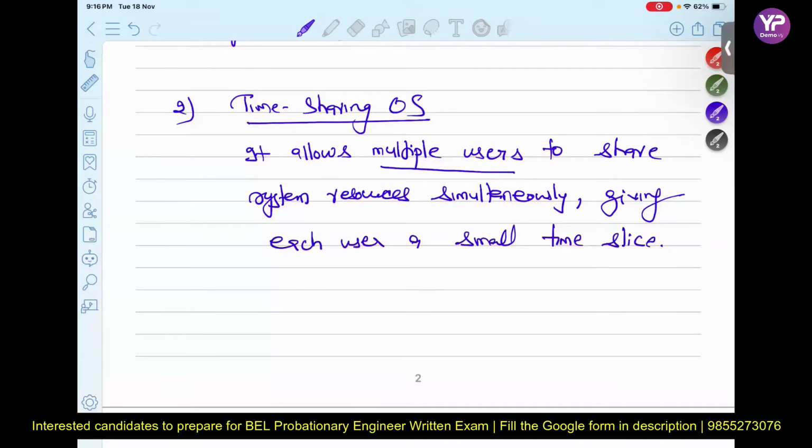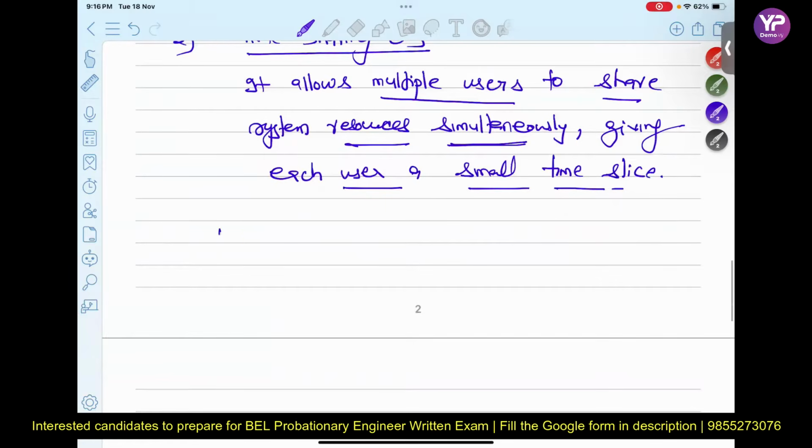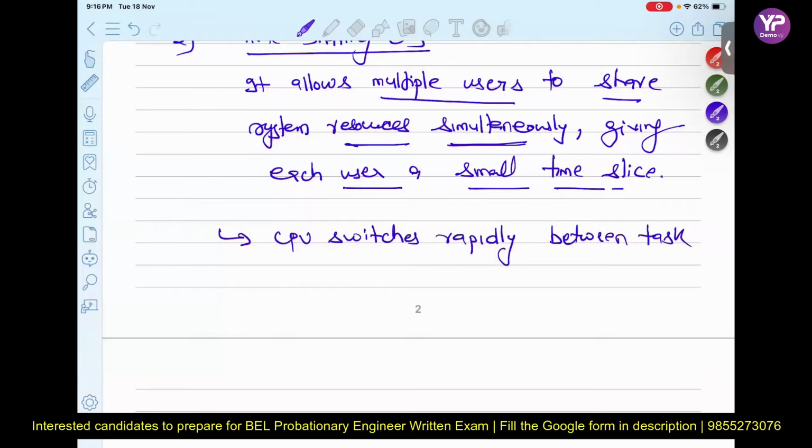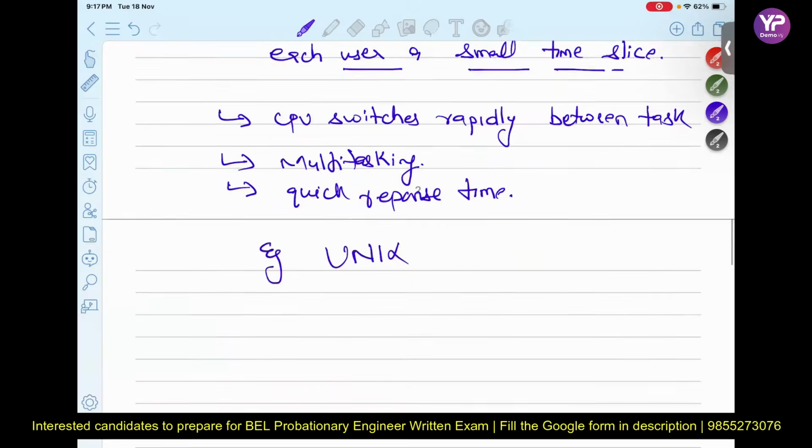So it allows multiple users to share the resources at the same moment of time, but each user can use that resource for a fixed duration of time. That's why in this case, I can say CPU switches very fast between the tasks. So here we get the feature of multitasking. And because it switches very fast, that means it provides quick response time. Any doubt? So examples, Unix operating system. Right?